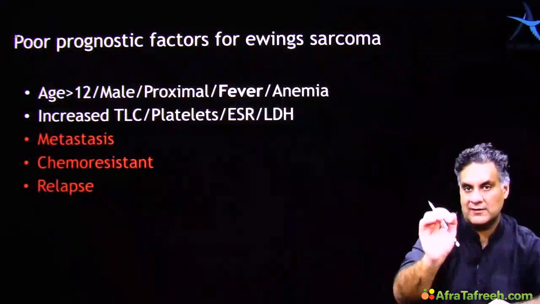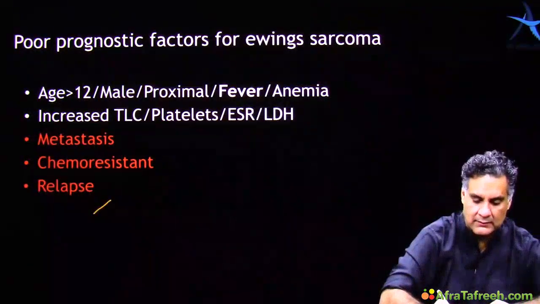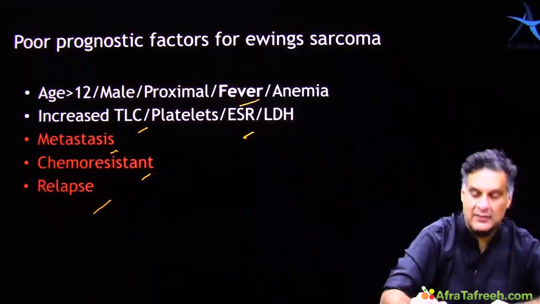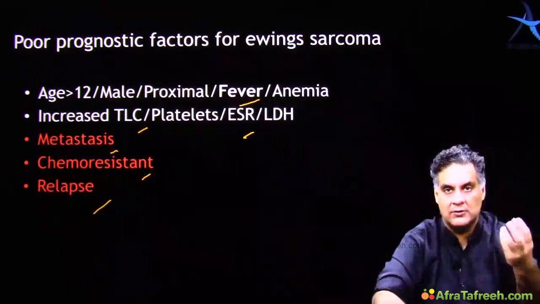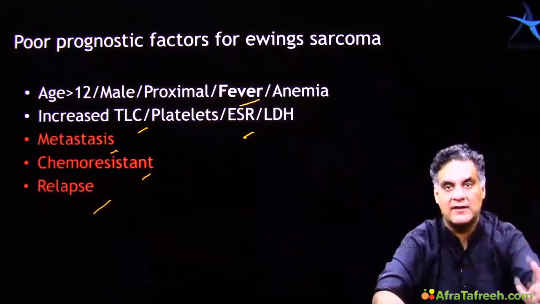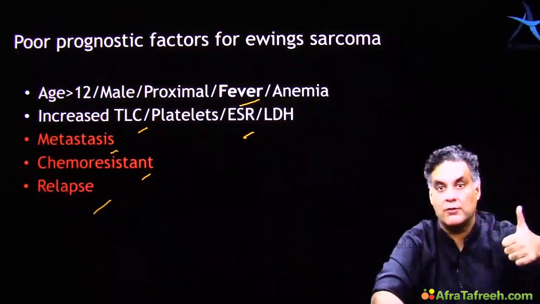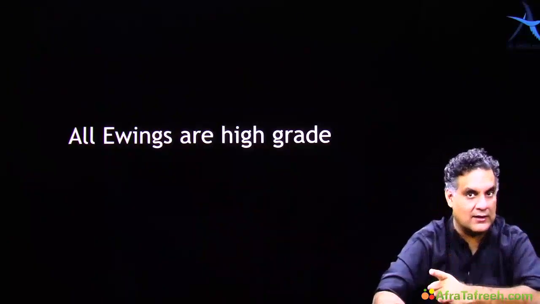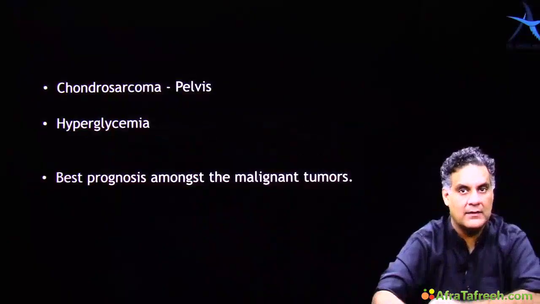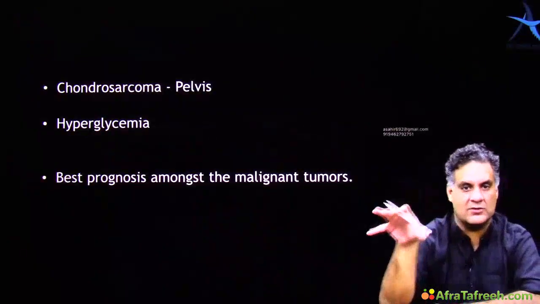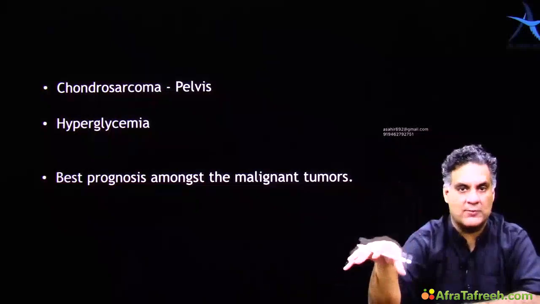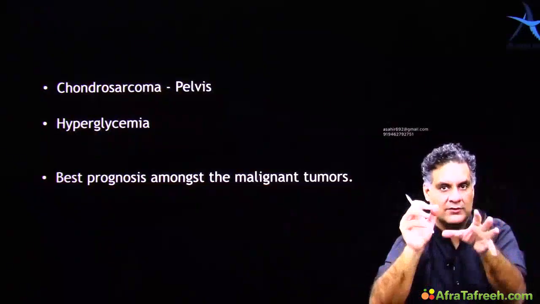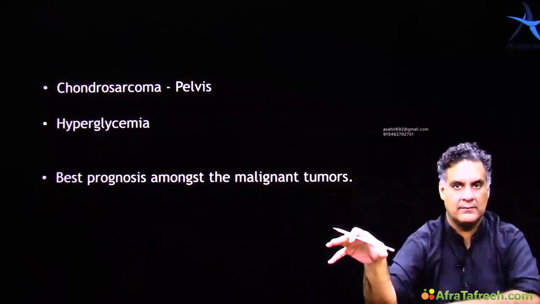And remember the poor prognostic factors of Ewing's: relapse, chemoresistance, metastasis, increased counts, ESR, fever. And isn't it just similar to presentation of osteomyelitis? Yes, fever. So if Ewing's presents like osteomyelitis, it is already a poor prognosis. So remember one thing, Ewing's cannot be graded like osteosarcoma. All Ewing's are high grade. Coming to a third malignant tumor, chondrosarcoma, which is commonly seen in pelvis. It has the best prognosis among the malignant tumors. So the best among malignant is chondrosarcoma, then osteosarcoma, the worst is Ewing sarcoma.